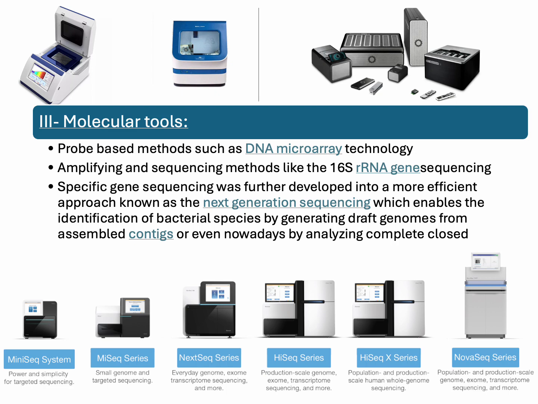Now, specific gene sequencing was further developed into a much more efficient approach known as the next generation sequencing or NGS, which enables the identification of bacterial species by generating draft genomes from assembled contigs or even nowadays by analyzing complete and closed genomes. Most commonly used technologies in this field are the Sanger sequencer, Illumina sequencers, PacBio, and nanopores.